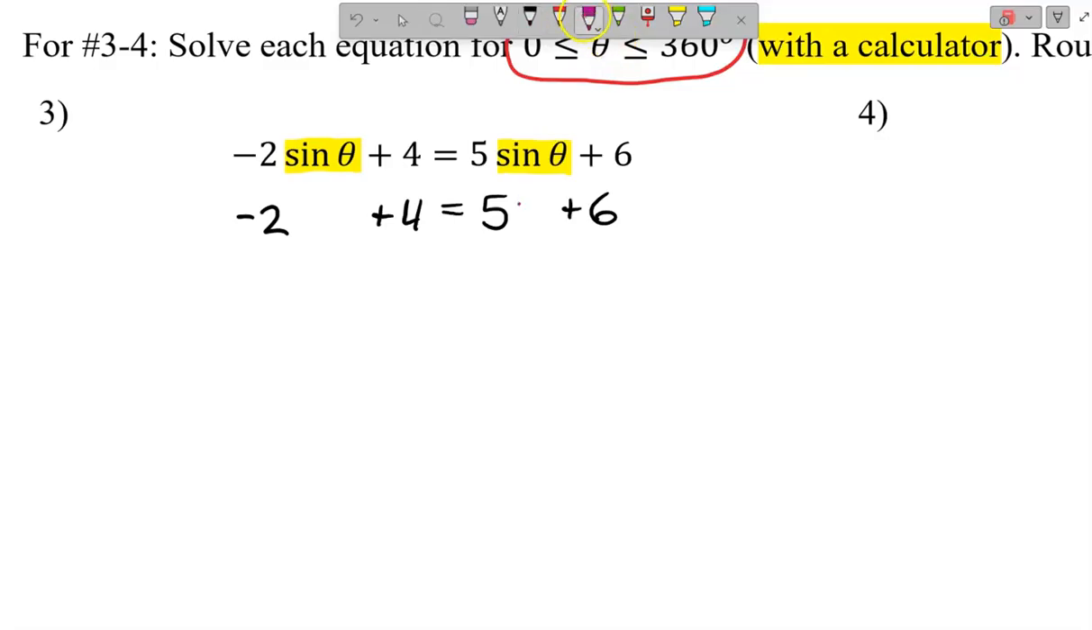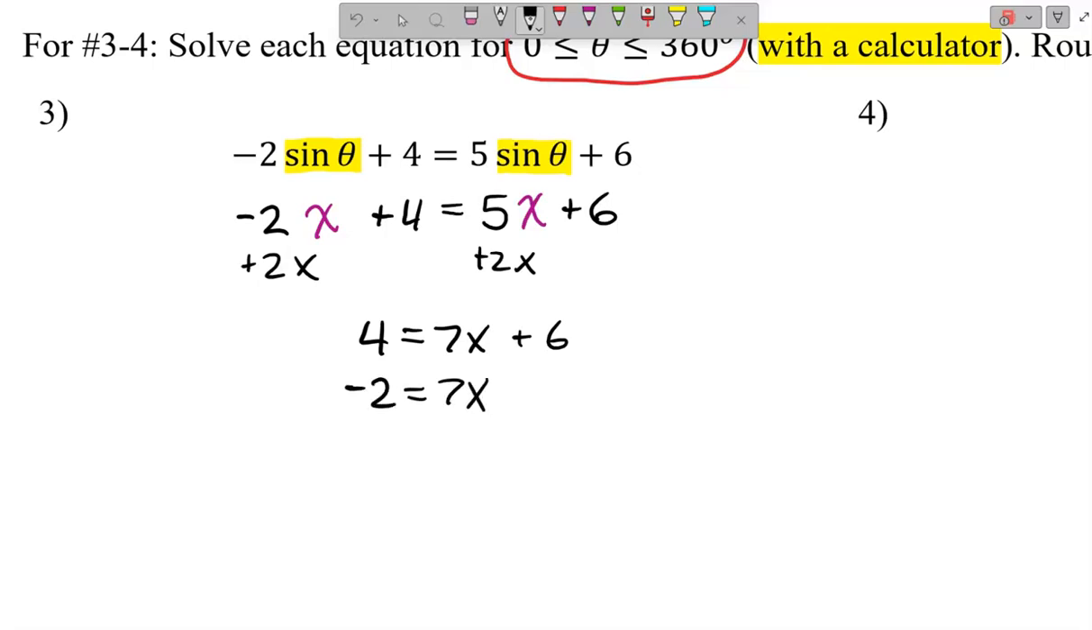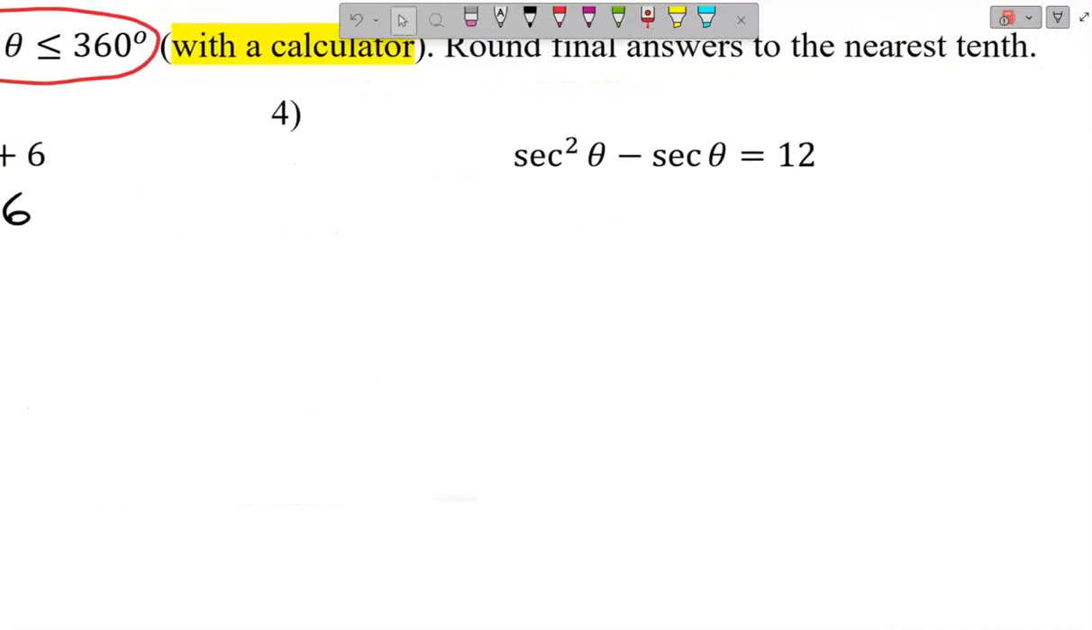Just view these as like an x, because now what you're seeing is essentially a multi-step algebra 1 level problem. In this case, I would add 2x to both sides. 4 equals 7x plus 6. Subtract the 6. Lastly, divide by the 7, and you get -2/7 equals x. So in terms of the algebra process, that's all you have to do. Now, what we have to do next is the trig part of the problem. But before we do that, why don't we actually go ahead and get the algebra stuff done with number 4 as well.